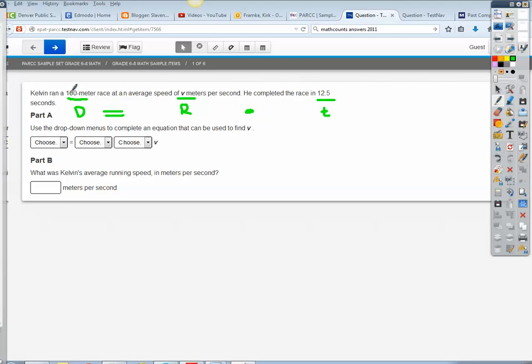So my distance is 100 meters. So let's just go ahead and do 100 meters right here. You gotta love trying to draw with a mouse. And that is going to be equal to my rate. Well, my rate is just going to be v, right? And I'm going to multiply it. I'm going to use the dot instead of an x so that I don't get confused about the variable x and the multiplication x. And then my time is just 12.5. Great. So with that, I am armed to now take a look at my drop-down menus.